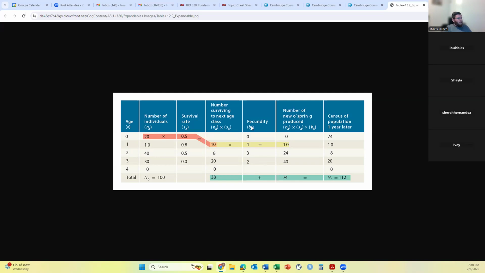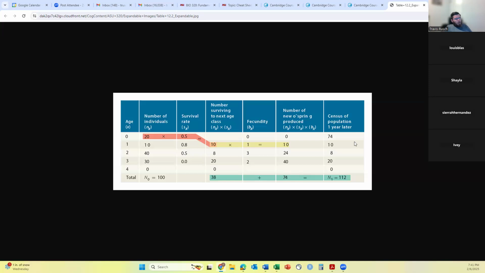And then fecundity are going to be those reproducing, right? So that's B of X. Those are our values. And if we want to know the number of offspring produced, we're going to have to multiply N of X by S of X by B of X, right? And we have those values up here. So we get our number of offspring produced. Then we add them together, and that's 74 new offspring for this population the next year, right?